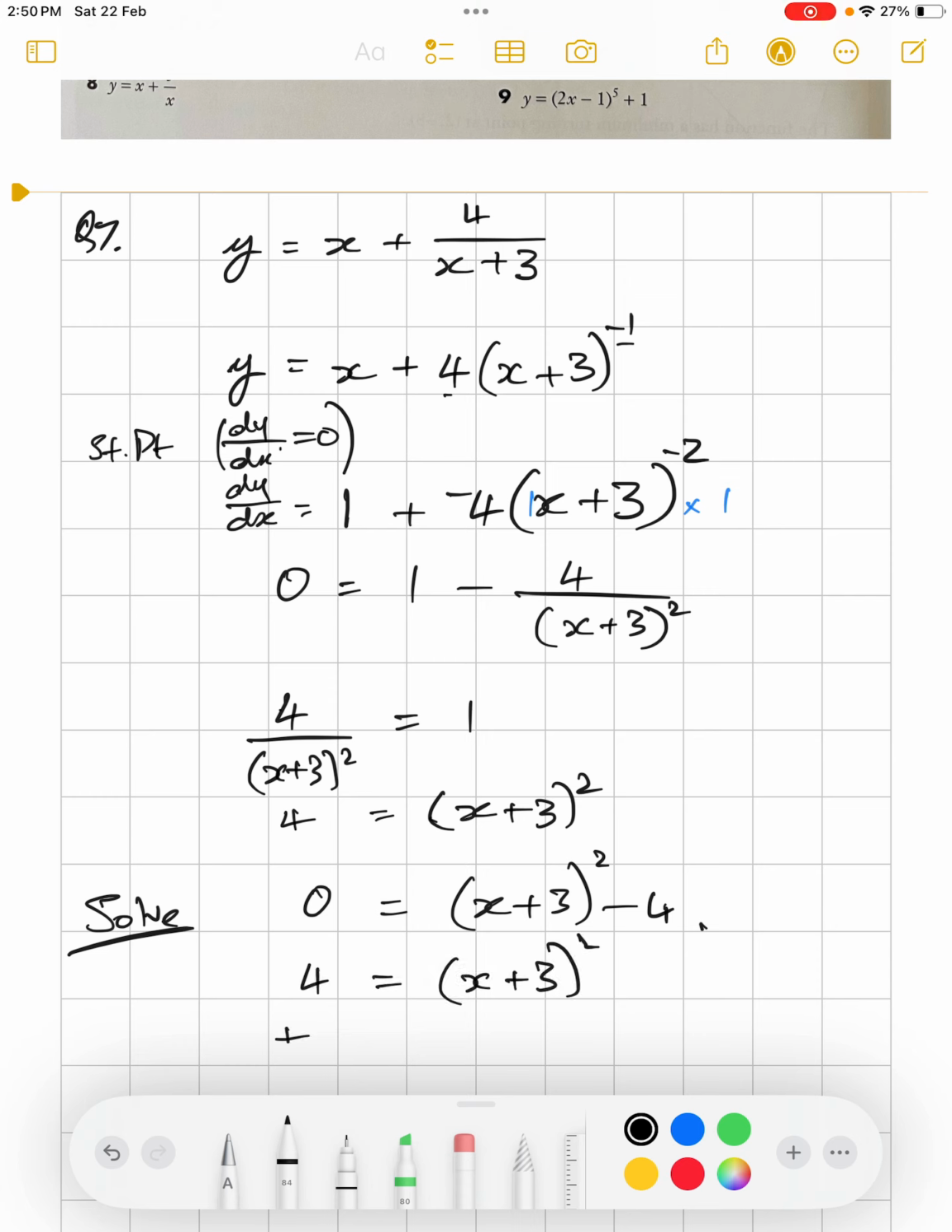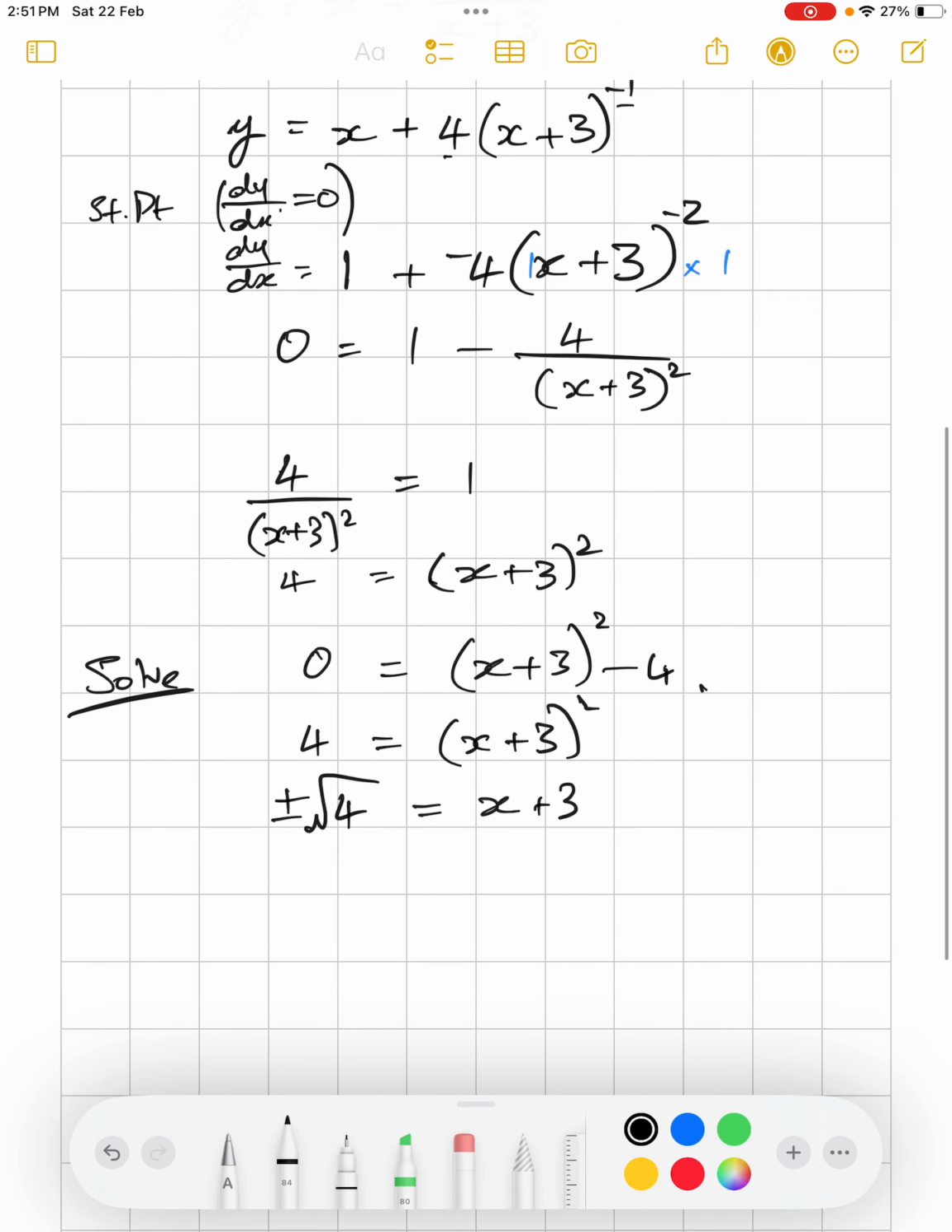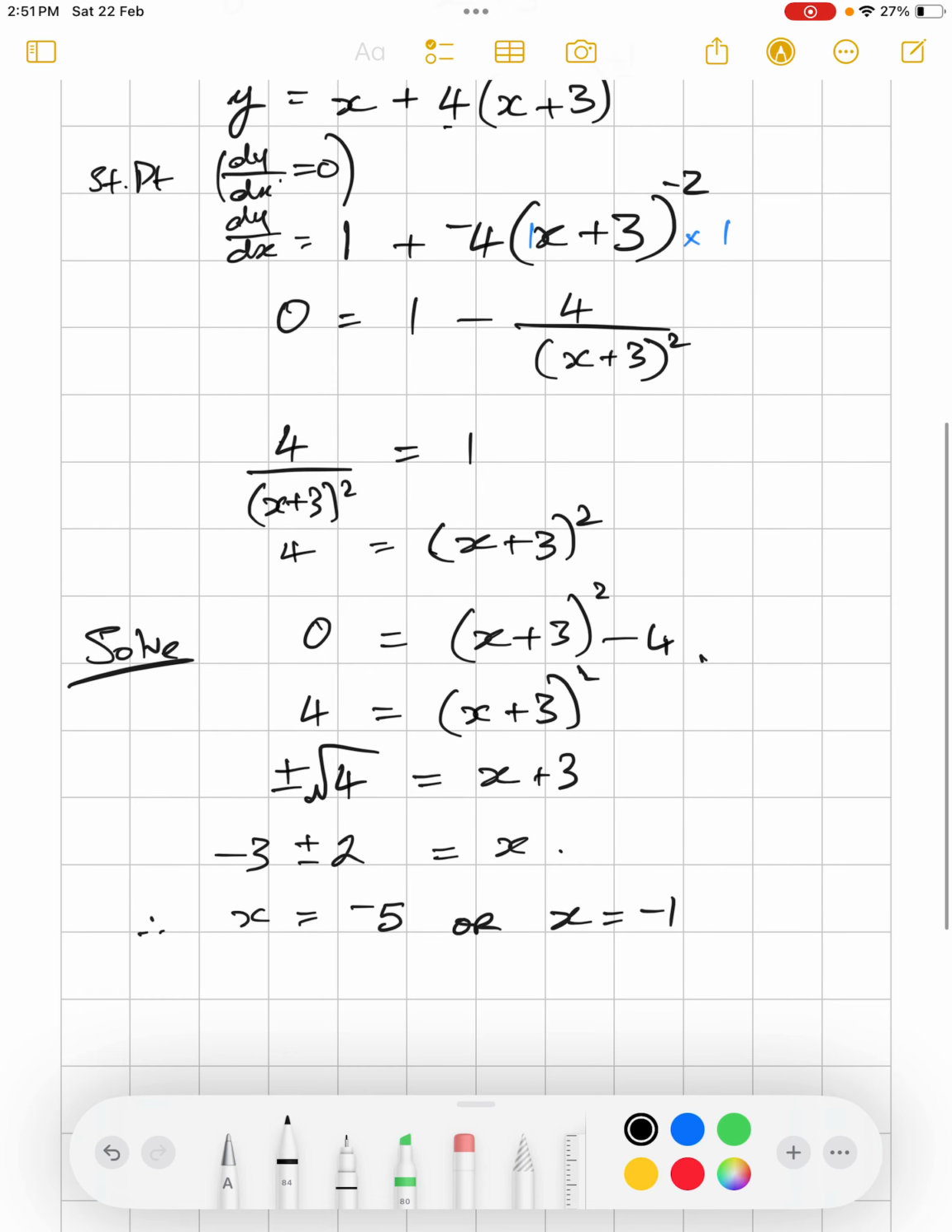We take the square across to be plus and minus the square root of 4, x plus 3. Now we've got that 3 comes across to be negative 3, plus and minus the square root of 4, which is 2. So therefore the two values are negative 3 minus 3, so negative 5, or negative 3 plus 3, x is negative 1. So there are two stationary points when x is negative 1 and when x is negative 5.